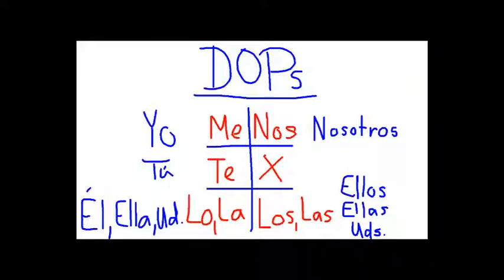The DOP should match with gender and number. You will mainly use the él, ella, and usted form and the ellos, ellas, and ustedes form. Yo is me, tú is te, and él is ella. Él, ella, and usted is lo for masculine and la for feminine. Nosotros is nos, and ellos, ellas, ustedes is los for masculine and las for feminine.